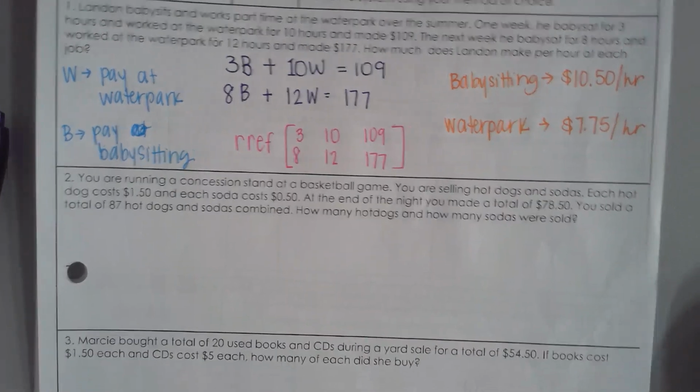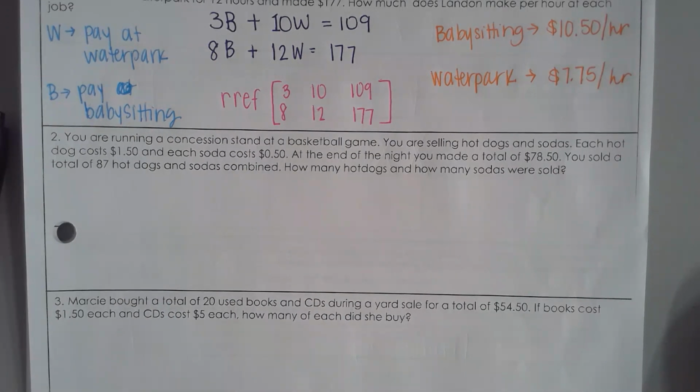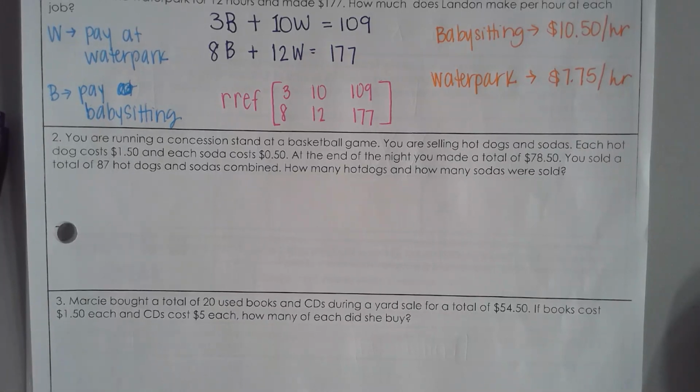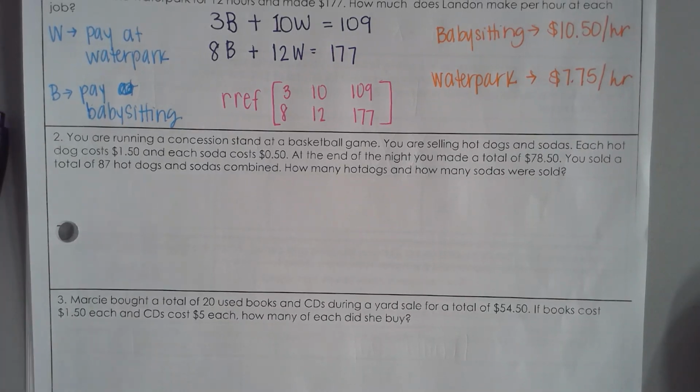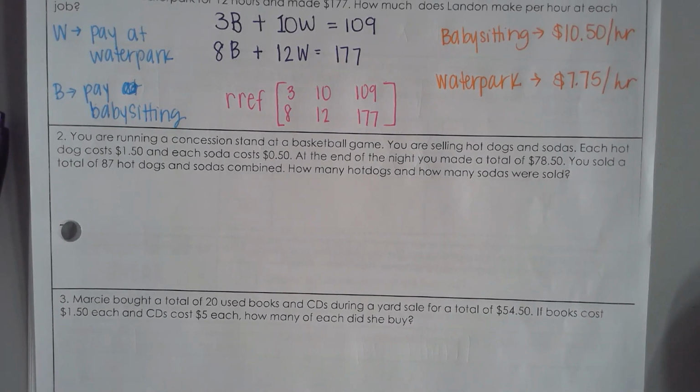Number 2, you are running a concession stand at a basketball game. You're selling hot dogs and sodas. Each hot dog costs $1.50 and each soda costs 50 cents. At the end of the night, you made a total of $78.50. You sold a total of 87 hot dogs and sodas combined. How many hot dogs and how many sodas were sold?